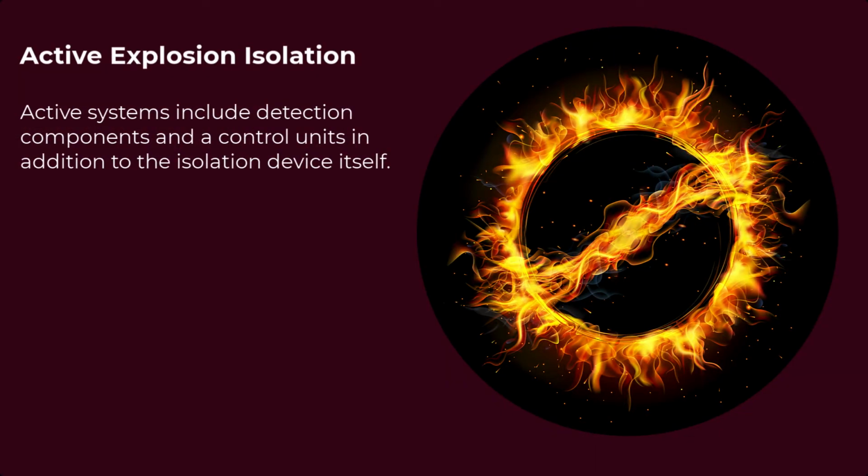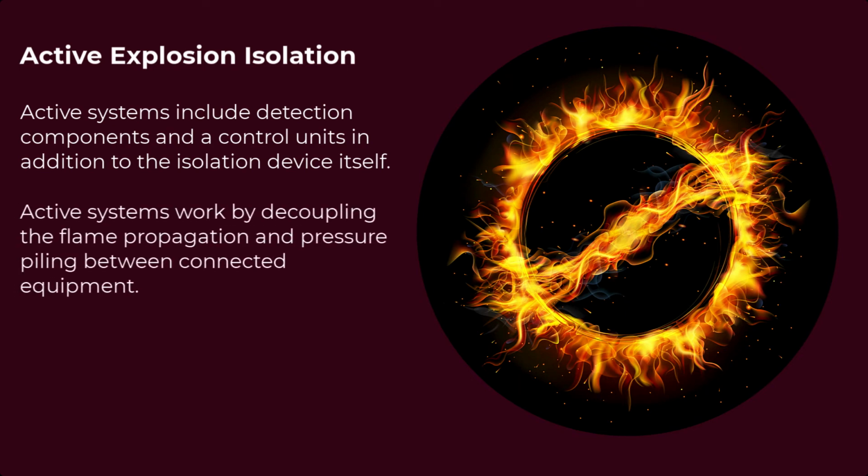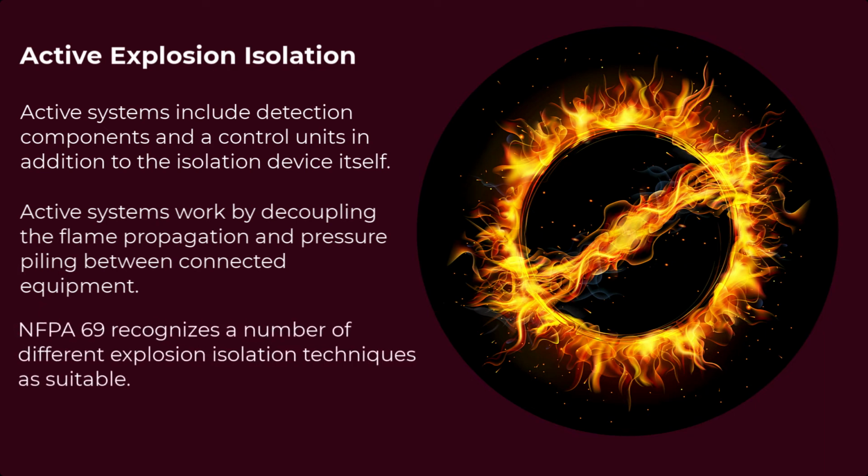Active explosion isolation. An active system includes detection components and a control unit, as well as the isolation device itself. These systems work by decoupling the flame propagation and pressure piling between connected equipment. The National Fire Protection Association Standards on Explosion Prevention Systems, NFPA 69, recognizes a number of different explosion isolation techniques as suitable. The active isolation devices are either chemical or mechanical in nature.